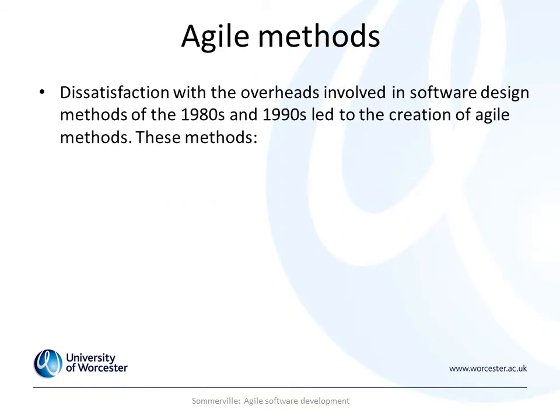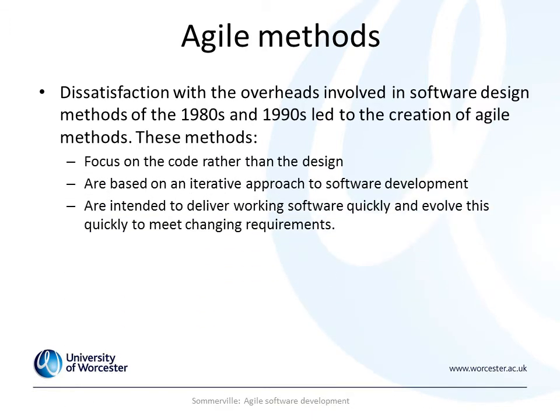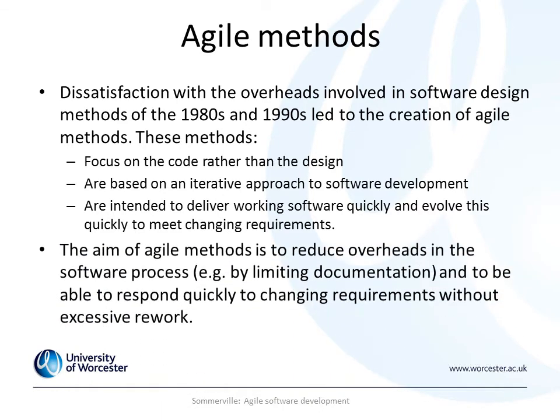Let's start on why people decided to use the agile methods. Dissatisfaction with the overheads involved in software design methods in the 1980s and 1990s led to the creation of agile methods. These methods focus on the code rather than the design. They're based on an iterative approach to software development. They're intended to deliver working software quickly and evolve it quickly to meet changing requirements. The aim of agile methods is to reduce overheads in the software process, for example by limiting documentation, and to be able to respond quickly to changing requirements without excessive rework.